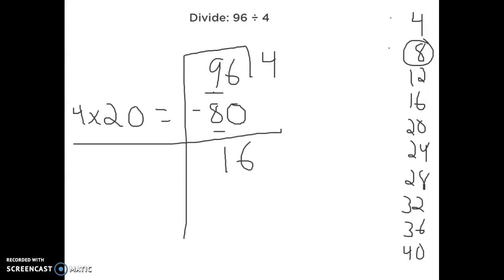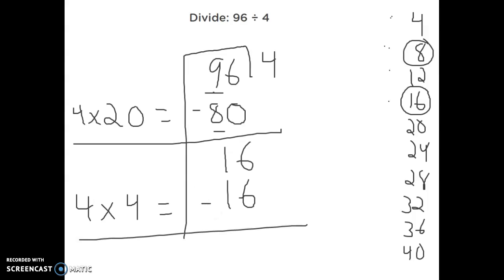I'm going to go on my tower again and see what's the closest I can get to 16 without going over. Well, when I look over here, I see exactly 16. So I'm going to put my 16 right underneath here. And then I'm going to think about what I multiplied to get 16. I multiplied 4 times 4. So over here I'm going to write 4 times 4, which equaled my 16. And again, I'm going to subtract. 16 minus 16 is 0.